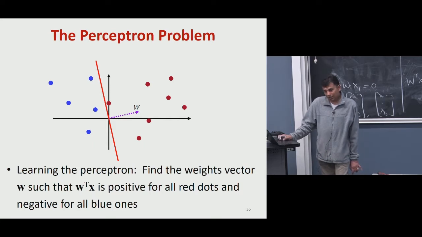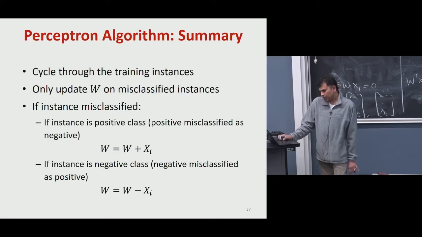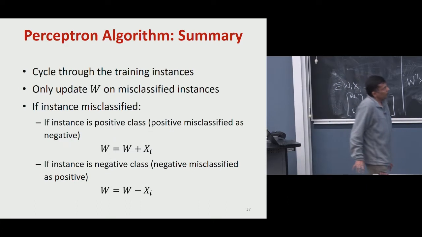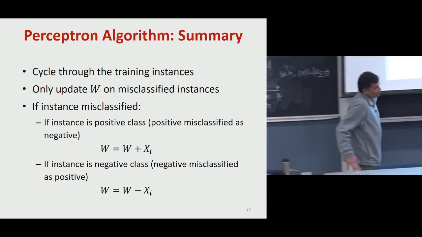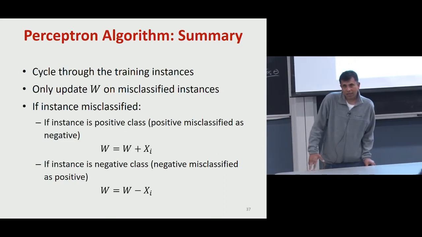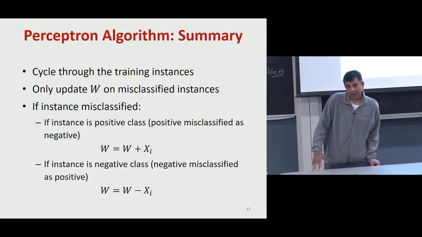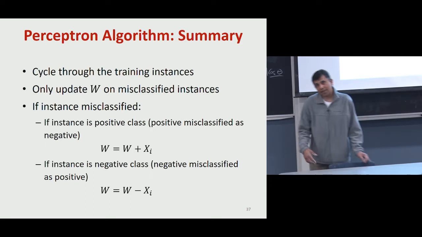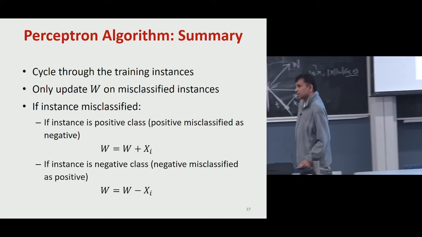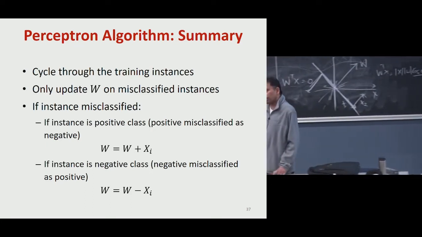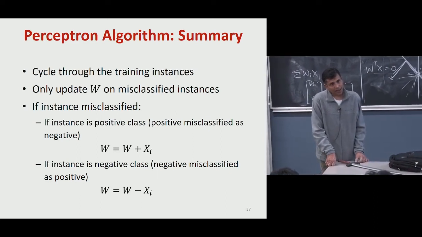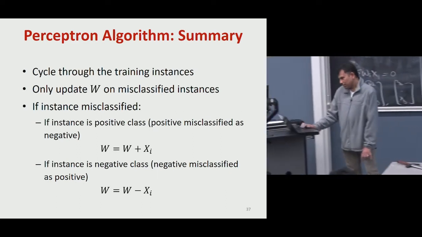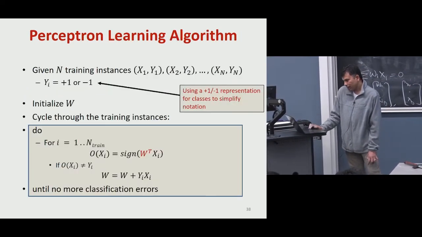How can we do this? Turns out there's a very simple algorithm. It's iterative. You're going to start off with some W, and you're going to only update W on misclassified instances. If the instance is misclassified, and if the misclassified instance is a positive instance, you're going to add it to W. If it's a negative instance, you're going to subtract it from W. And we'll see this pictorially, but I can rewrite it like so.